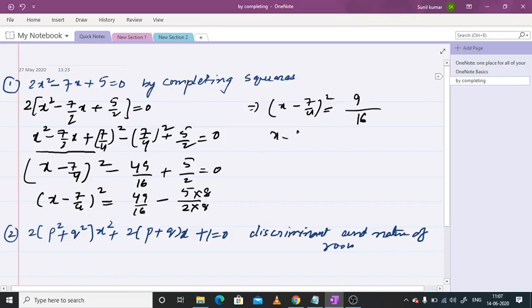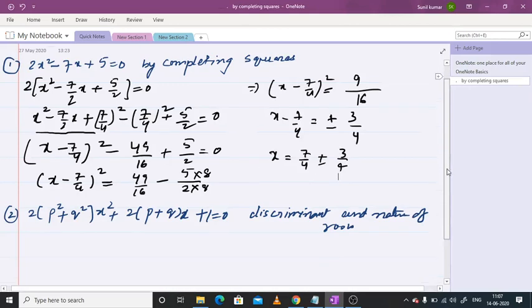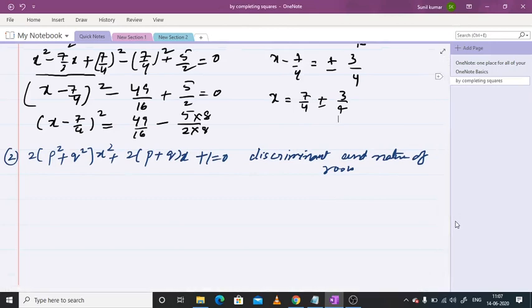So x minus 7 by 4 is equal to, the square going to the other side, plus or minus the square root of 9, which is 3, over the square root of 16, which is 4. So your final answer is x is equal to 7 by 4 plus or minus 3 by 4. If you take the plus sign and then the minus sign, you will get the two zeros. That's how we find the solution.